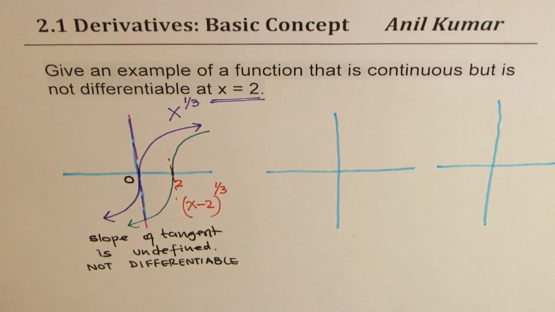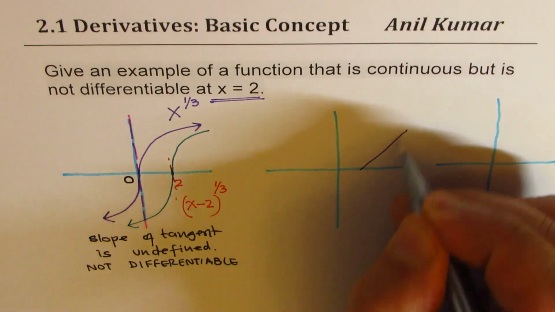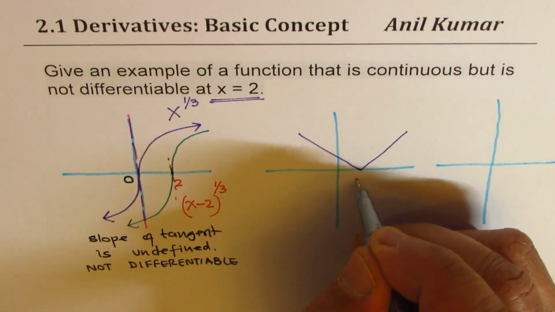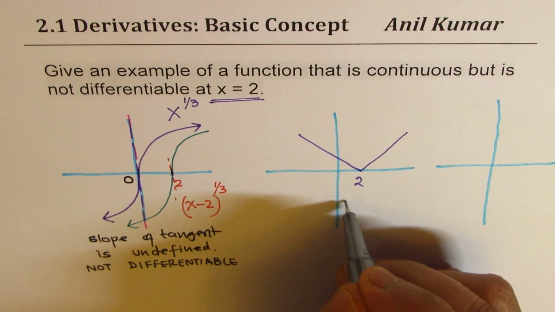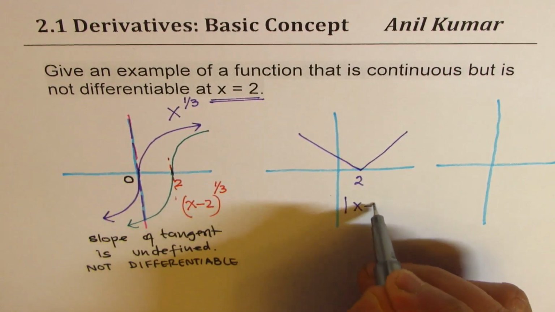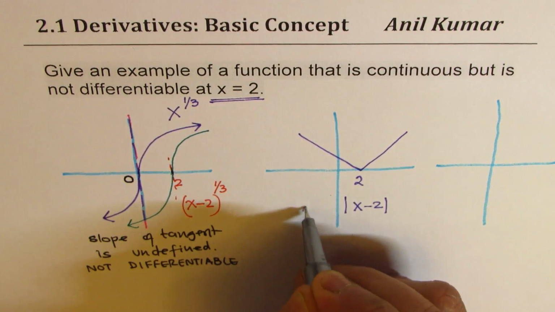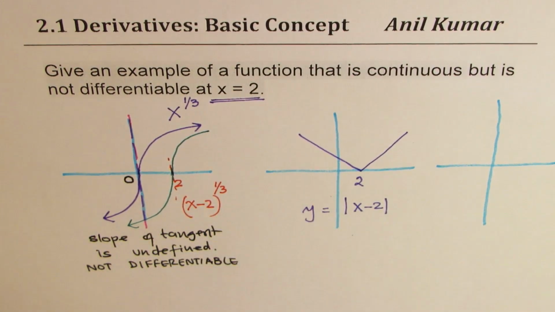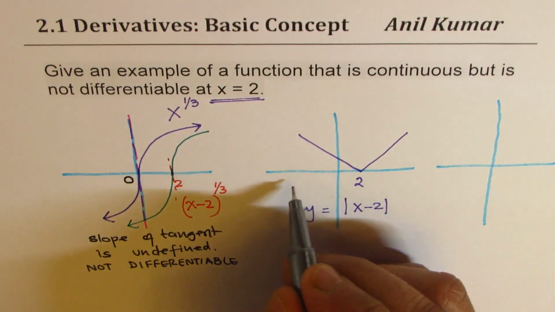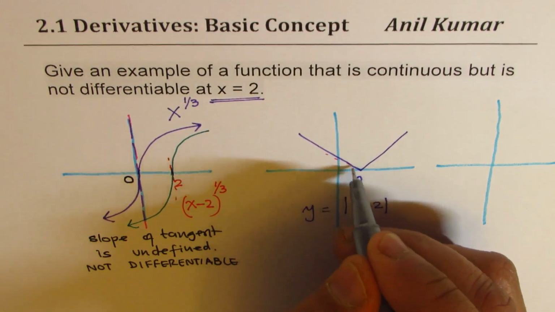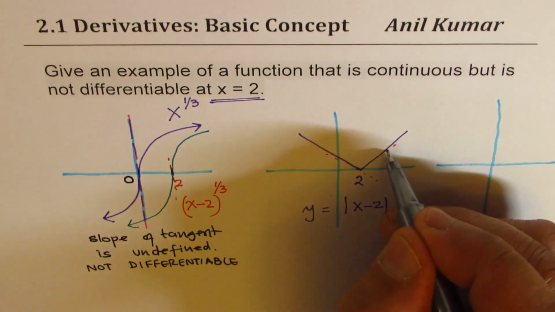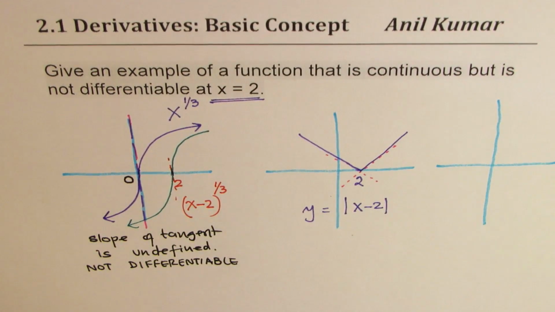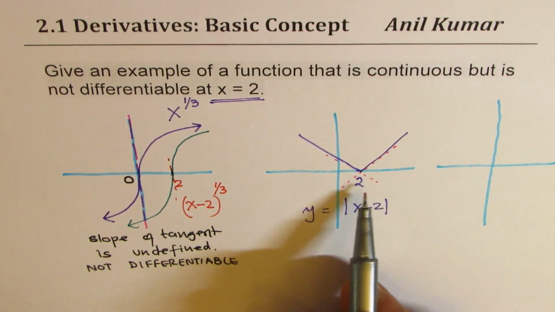So now I'll take a note on this, and now we'll draw an absolute value function which is translated 2 units to the right. So that function for us is the absolute value of x minus 2. So we can say y equals the absolute value of x minus 2. It is not differentiable here, since if I approach from the left side, I get a tangent slope of negative 1. If I approach from the right side, I get a tangent slope which is positive 1. We are not sure which one is correct.